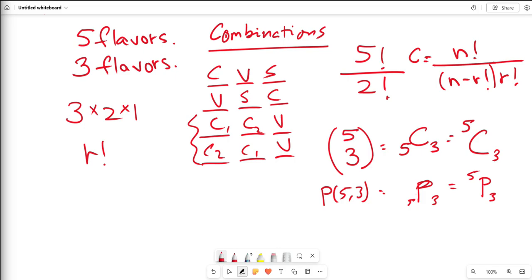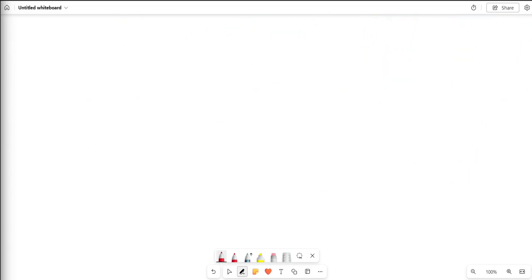Okay, so if we're clear up to there, let's go to the last case, which is basically combinations where repetition is allowed. Combination with repetition.